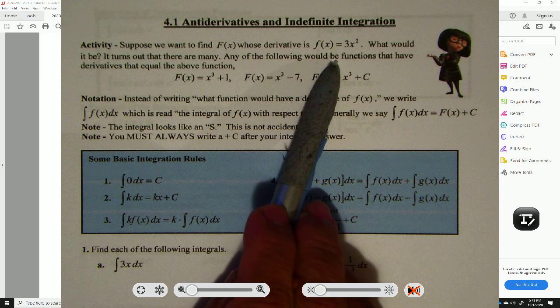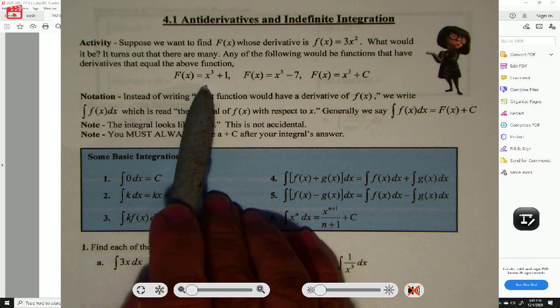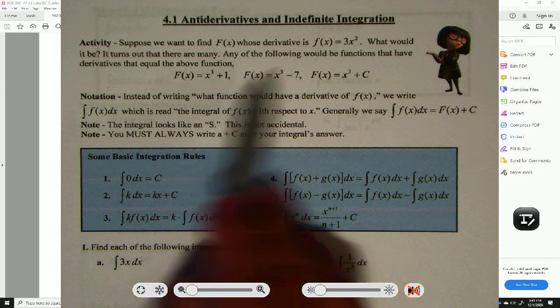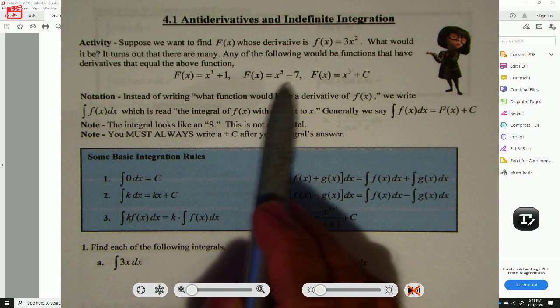What would it be? Well, turns out there's a bunch of them. Any of the following will be functions that have derivatives that equal the above function. If I took the derivative of x cubed plus 1, that'll be 3x squared, and the plus 1 just goes away. If I took the derivative of x cubed minus 7, it'll be 3x squared.